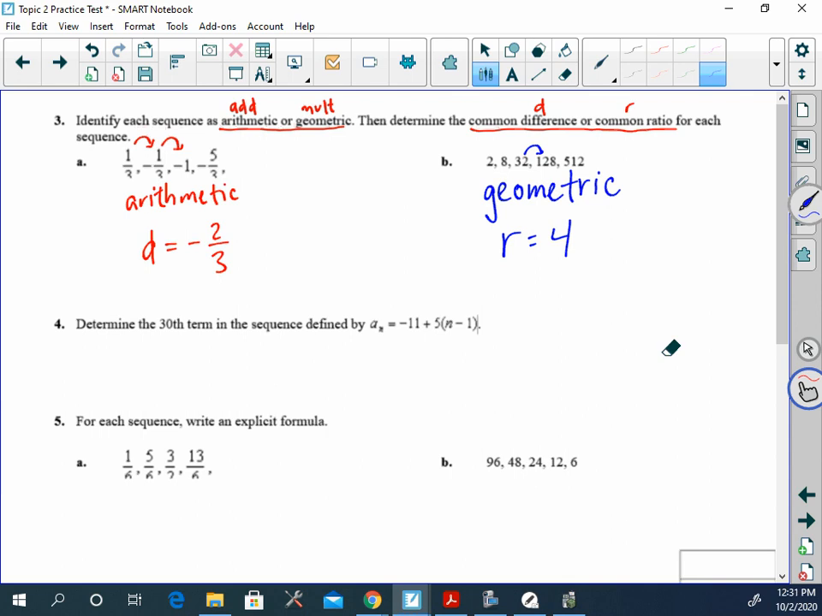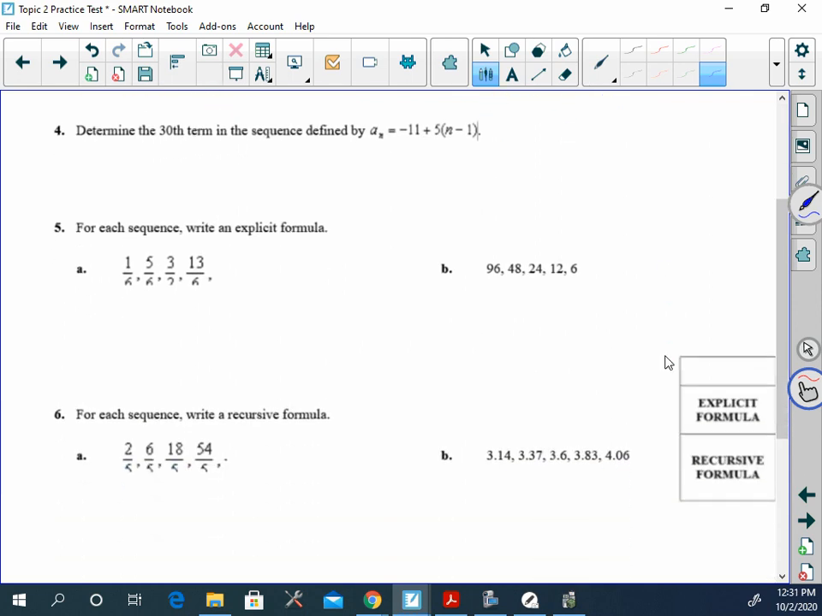All right, then when we look at number 4 here, it says determine the 30th term of the sequence. Now they already give us the formula, so we don't have to grab the formulas off the back quite yet. And the 30th term, that would mean that the nth term would be 30. So our n is equal to 30 here, so we're trying to find a sub 30.